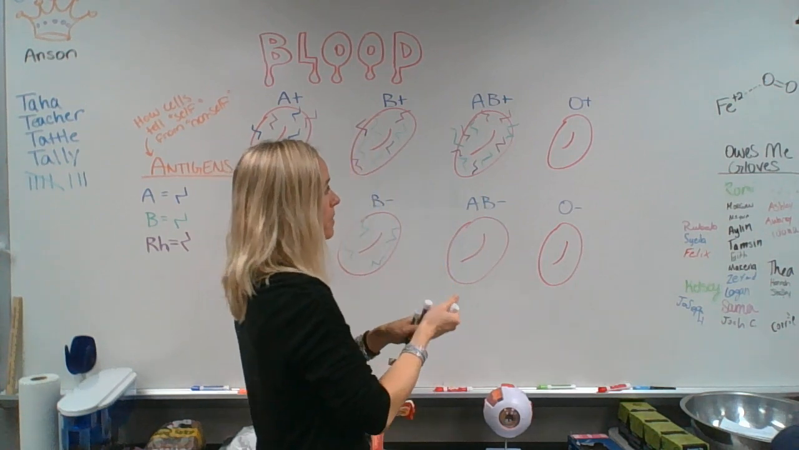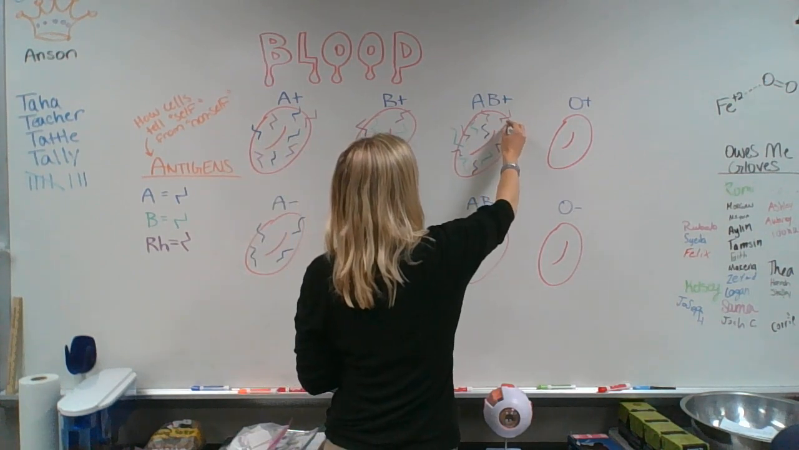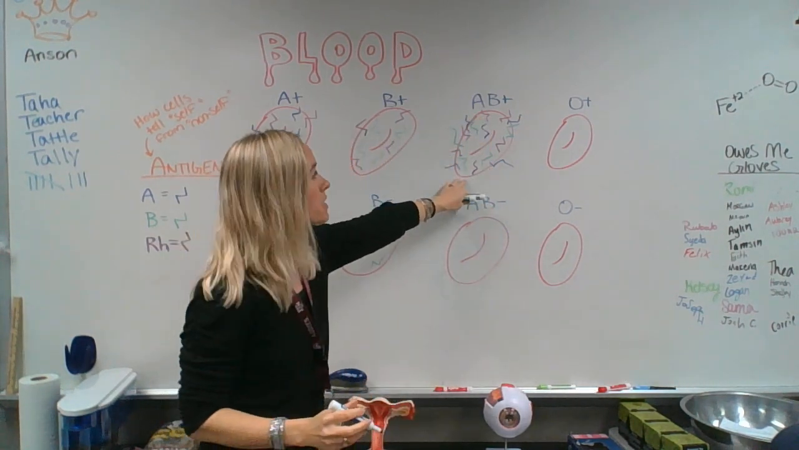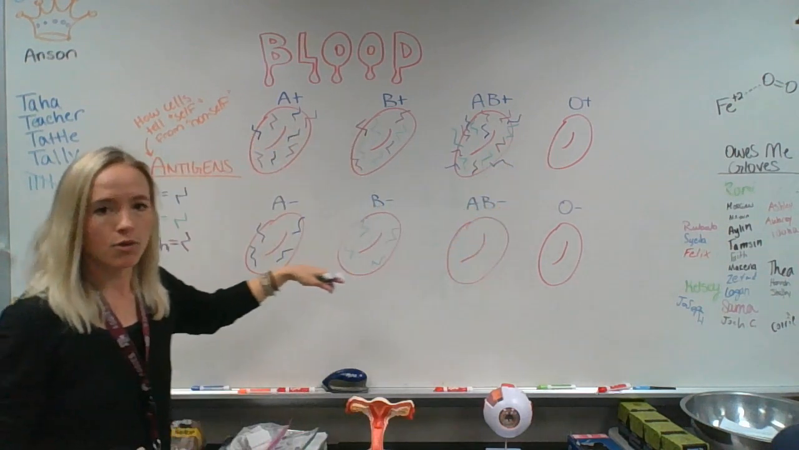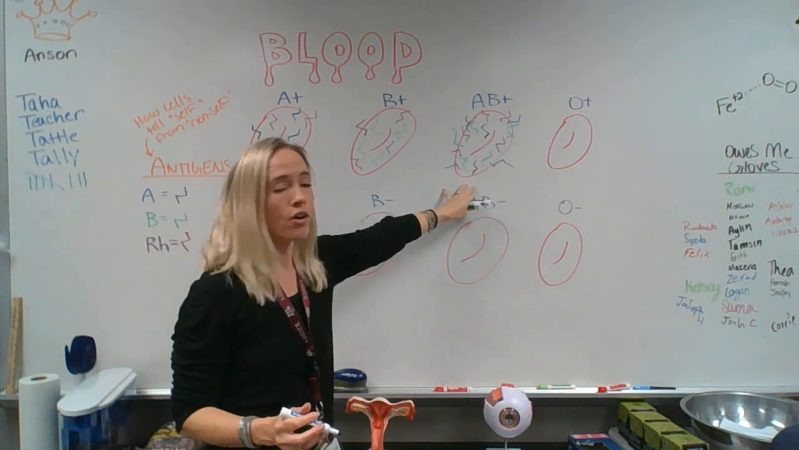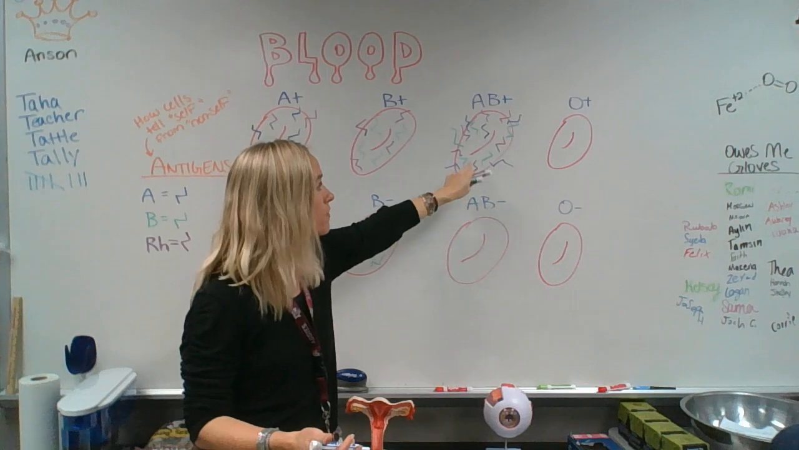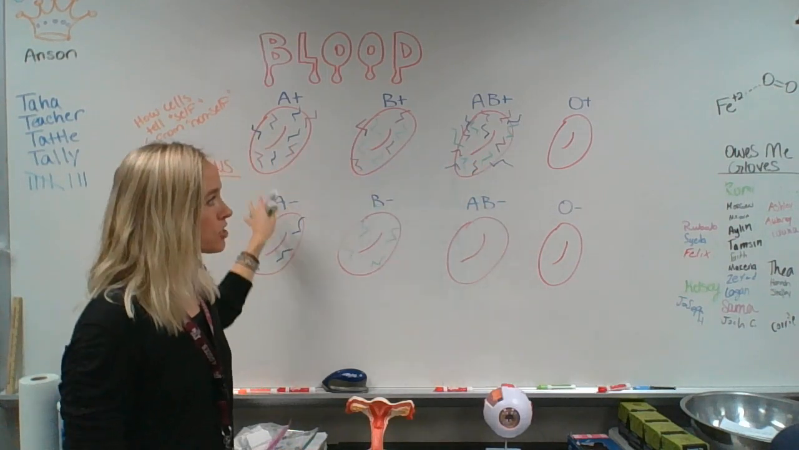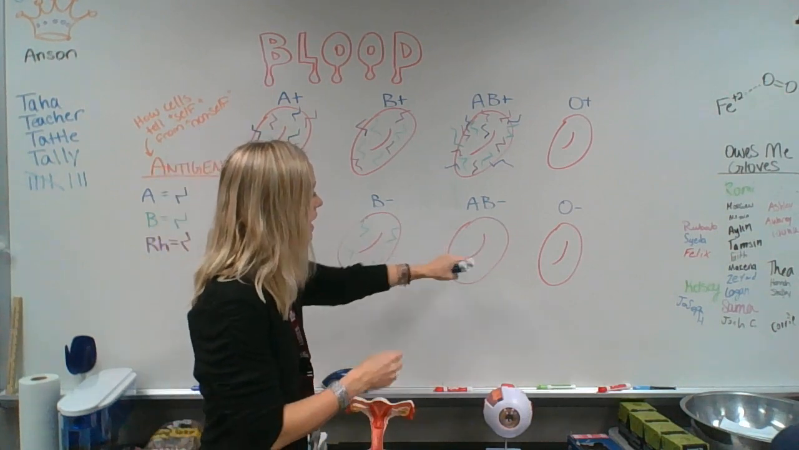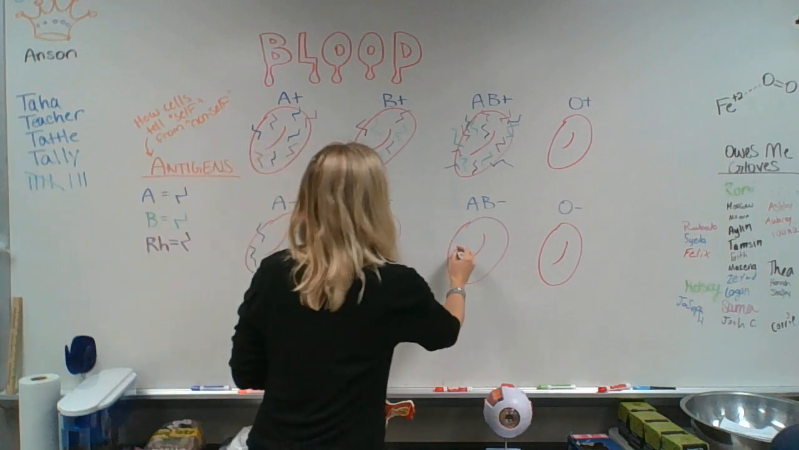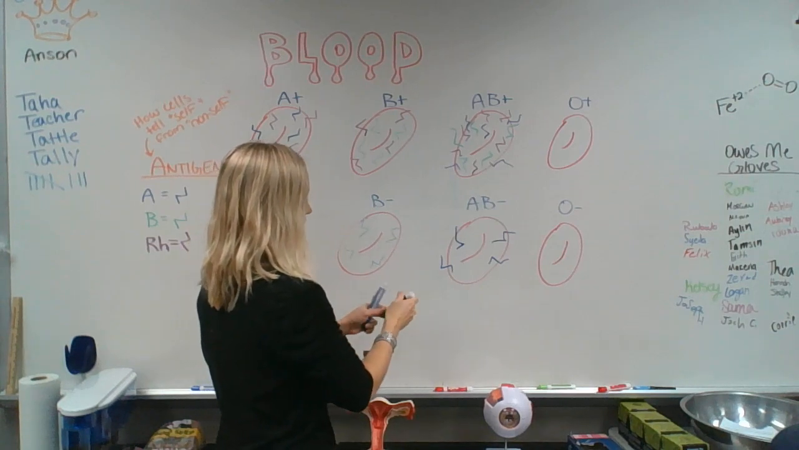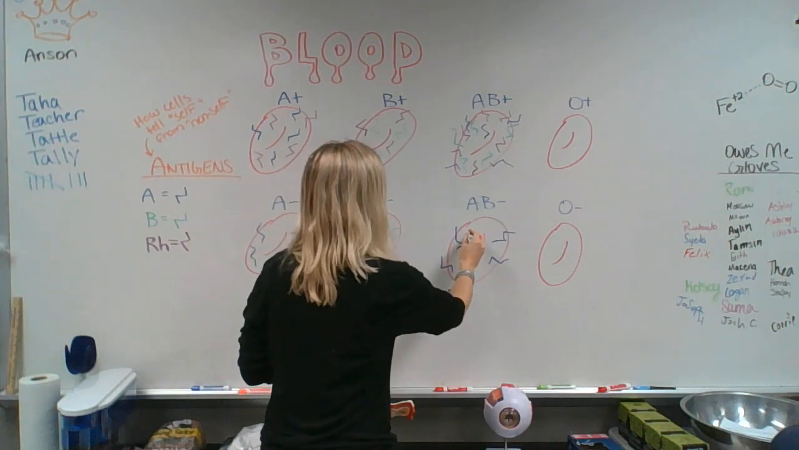But people with this blood type, since the body is already used to all of the antigens, can receive blood from anyone. So this is sometimes called the universal recipient. The body's already familiar with all of the antigens, so any antigen coming in is not going to trigger an immune response. AB negative blood has A and B, but not RH because it's negative.